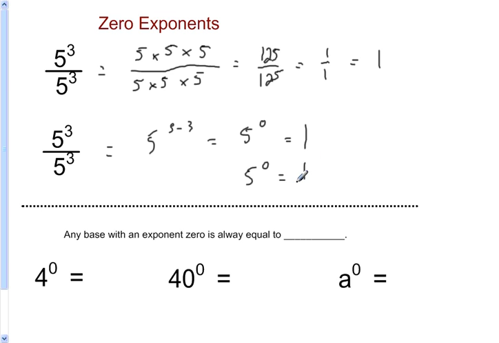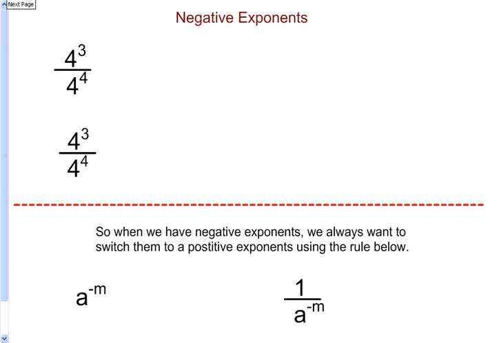This is where we get our rule for zero exponents. Any base with an exponent of 0 is always going to equal 1. It does not matter what the base is. It could be a number: 4 to the 0 is 1. A bigger number, 40 to the 0 is 1. Or a variable, a to the 0 is 1. Anything with an exponent of 0 is 1.